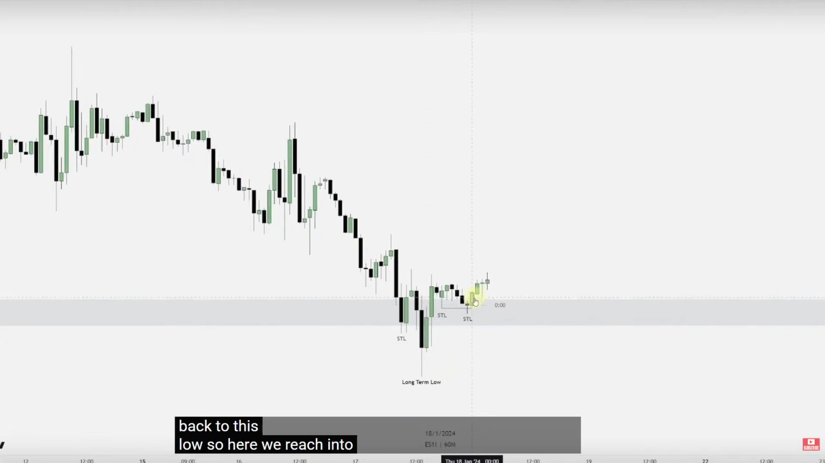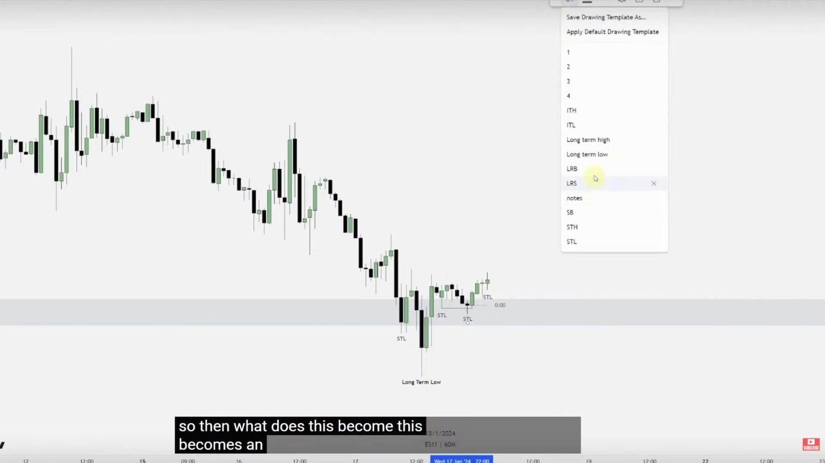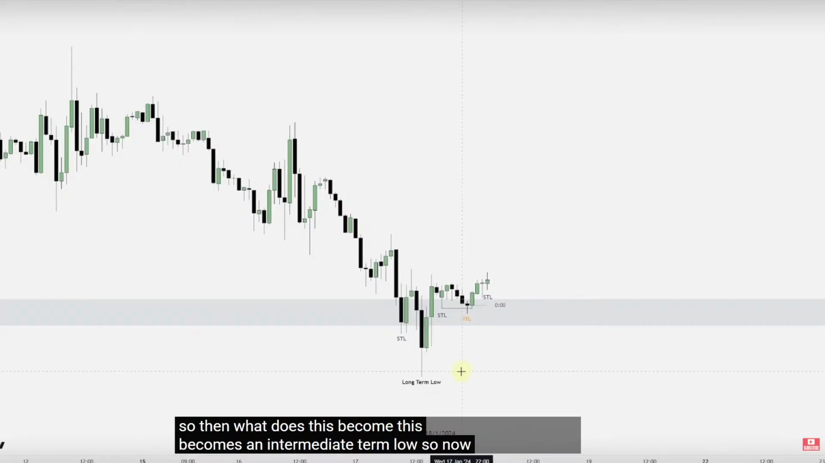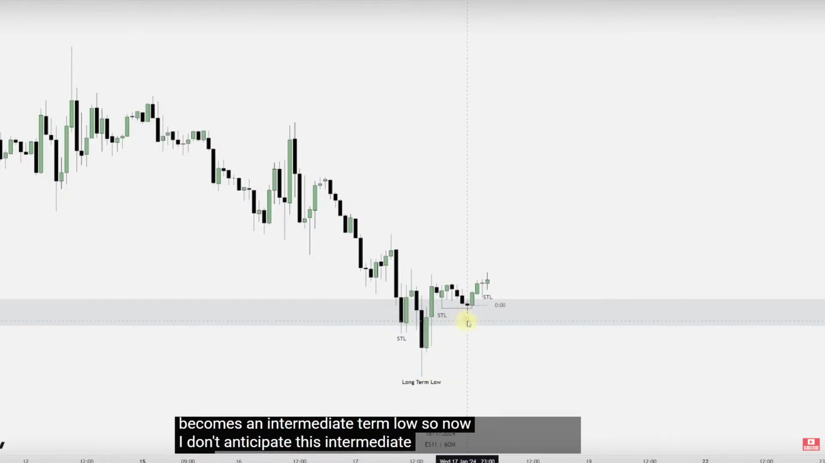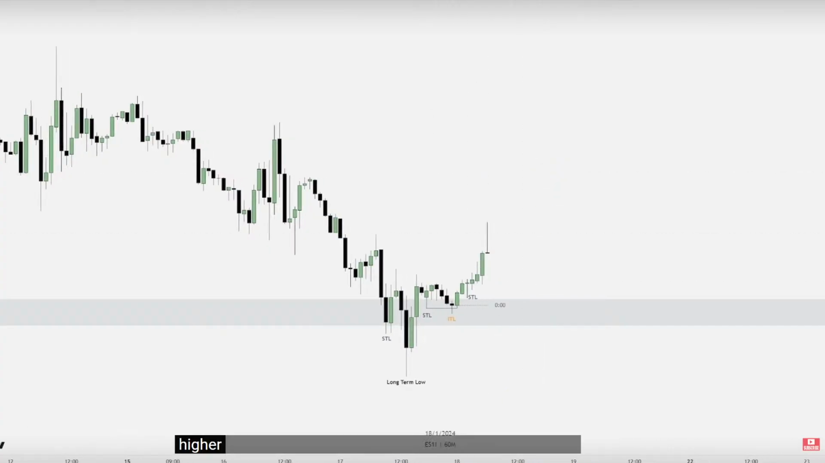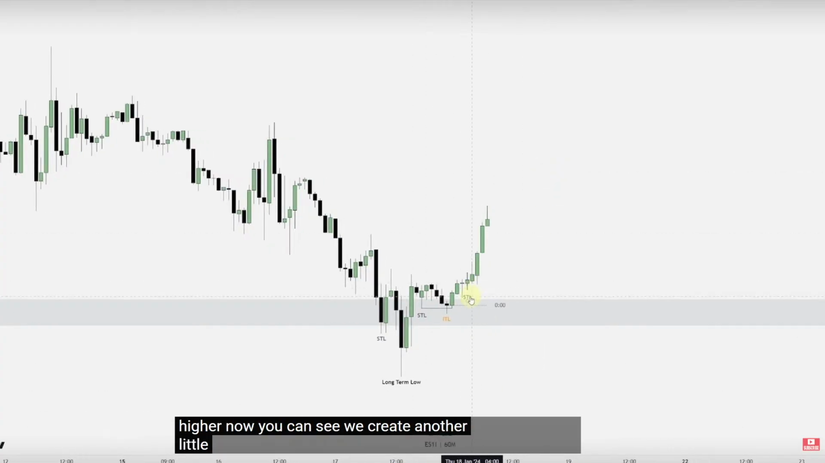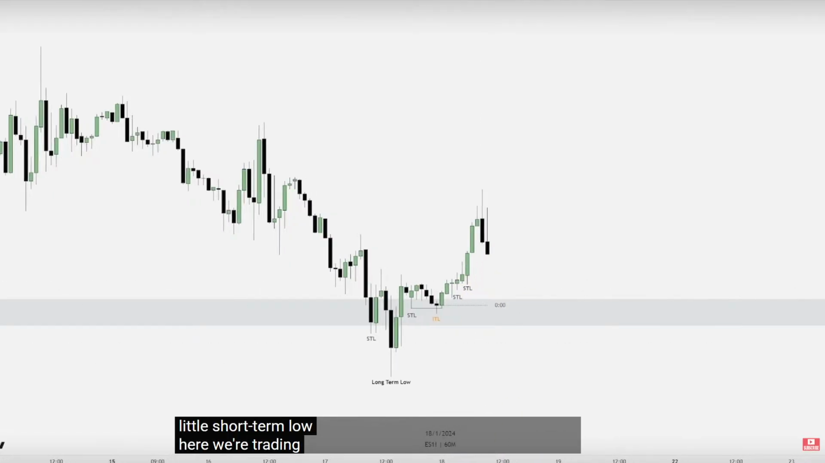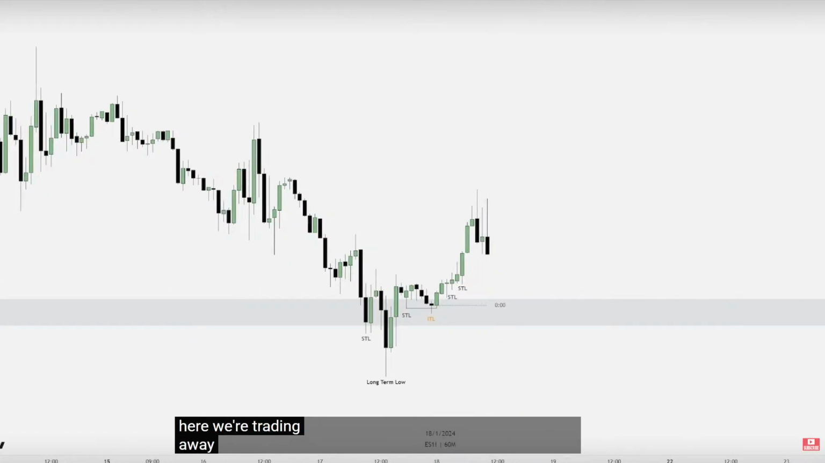So here we reach into this fair value gap, create another short-term low. So then what does this become? This becomes an intermediate term low. So now I don't anticipate this intermediate term low to be violated if we're going to continue to trade higher. Now you can see we create another little short-term low here. We're trading away. Here we form another short-term low.